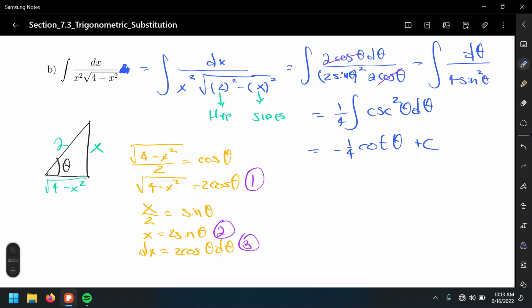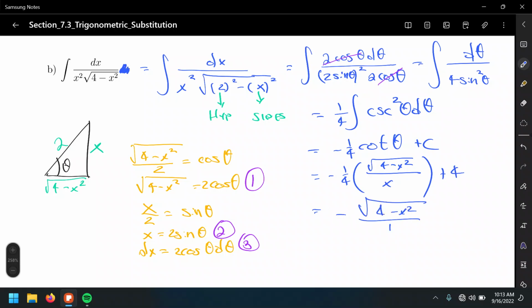Now we need to go back to the world of x, which is the original world this integral was given. So let's see, cotangent from the triangle that we set. What's SOHCAHTOA for cotangent? Adjacent over opposite, that is the radical over x. All right, so that is negative 1/4 adjacent, which is the root of 4 minus x squared over x, plus c. And well, let's just clean this up. So that's negative root of 4 minus x squared over 4x plus c.